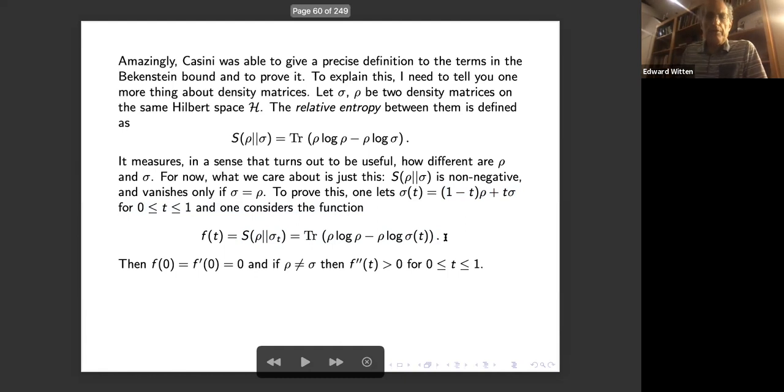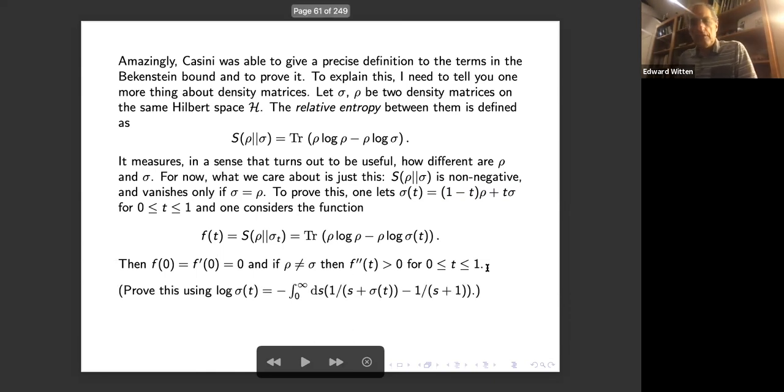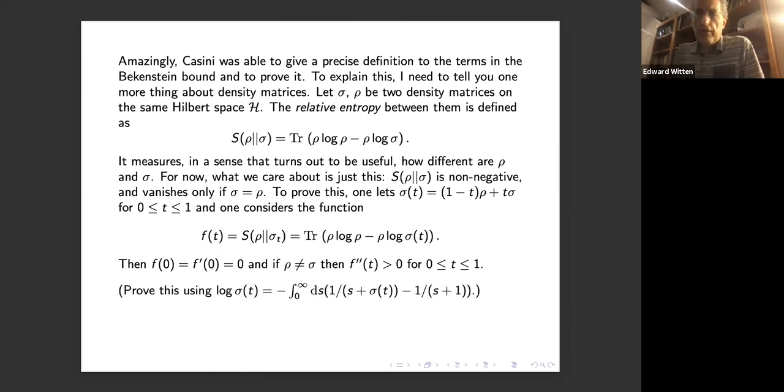And it has the following properties. First of all, at T equals 0, sigma T equals rho, and therefore f of 0 is 0. But it's also true that f prime of 0 is 0, and that f double prime of T is positive for all T between 0 and 1. Now, it's a short calculation to prove those statements. I'm not going to actually do it.